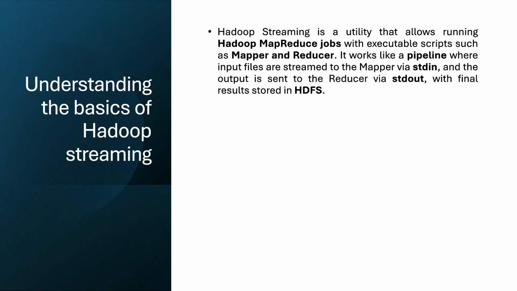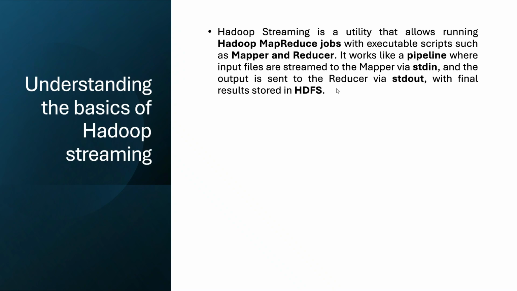Hadoop Streaming is a utility for running MapReduce applications with executable scripts such as a mapper and reducer. This is similar to the pipe operation in Linux, if you recall. The text input file is printed on the stream with stdin, standard input, which is provided as input to the mapper function, and then the output, stdout, of the mapper is provided as input to the reducer. Then the reducer writes the output to the HDFS directory.